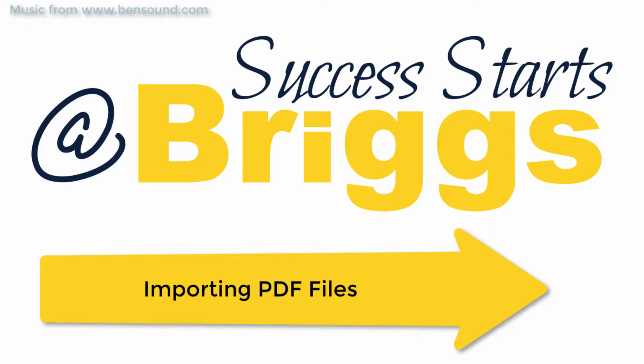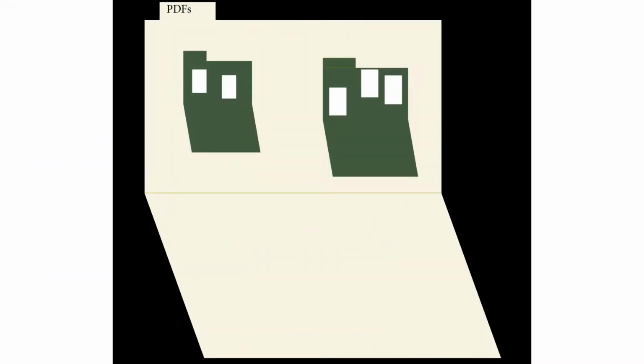There are three primary ways to get citation information into EndNote. This video will show how to import PDF files already on your computer. The first step is to organize your PDFs into one folder. You can have one level of subfolder to organize them by subject if that helps. Once you have your PDFs organized, move to EndNote.